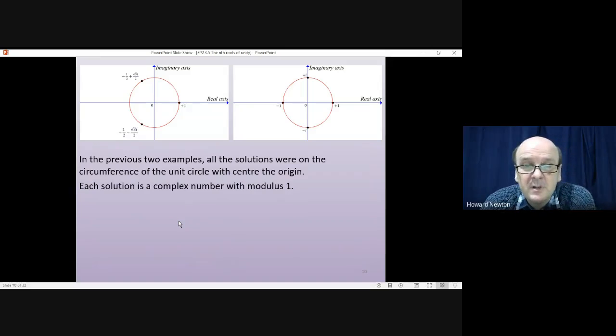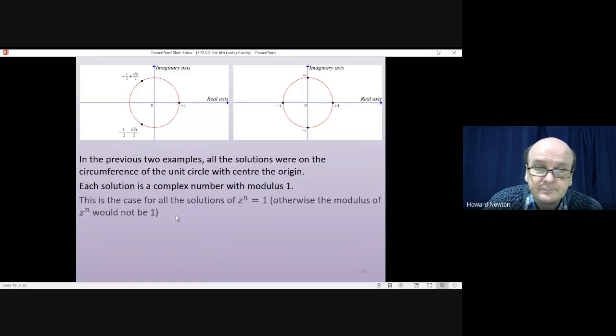Each solution is a complex number with modulus 1. And that's true for any power of n. The solutions will always be equally spaced on the circumference of a circle, center 0, with radius 1. And the reason for that is otherwise the modulus of z to the n wouldn't be 1.